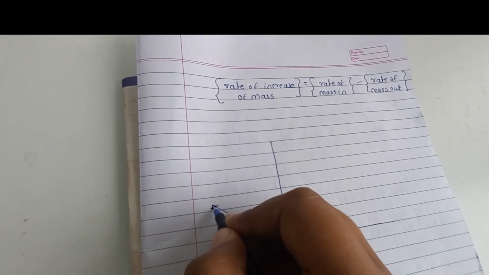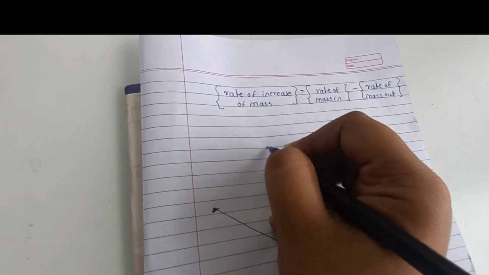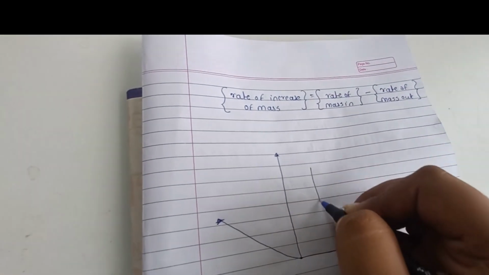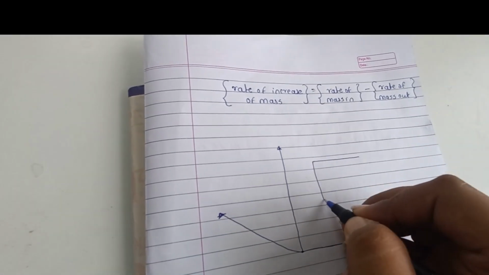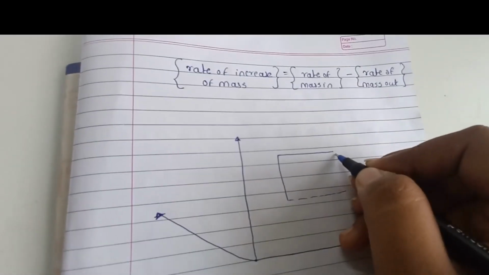We consider the coordinate system, as we have discussed earlier, so that we can observe the change with respect to x, y, z and with respect to time.